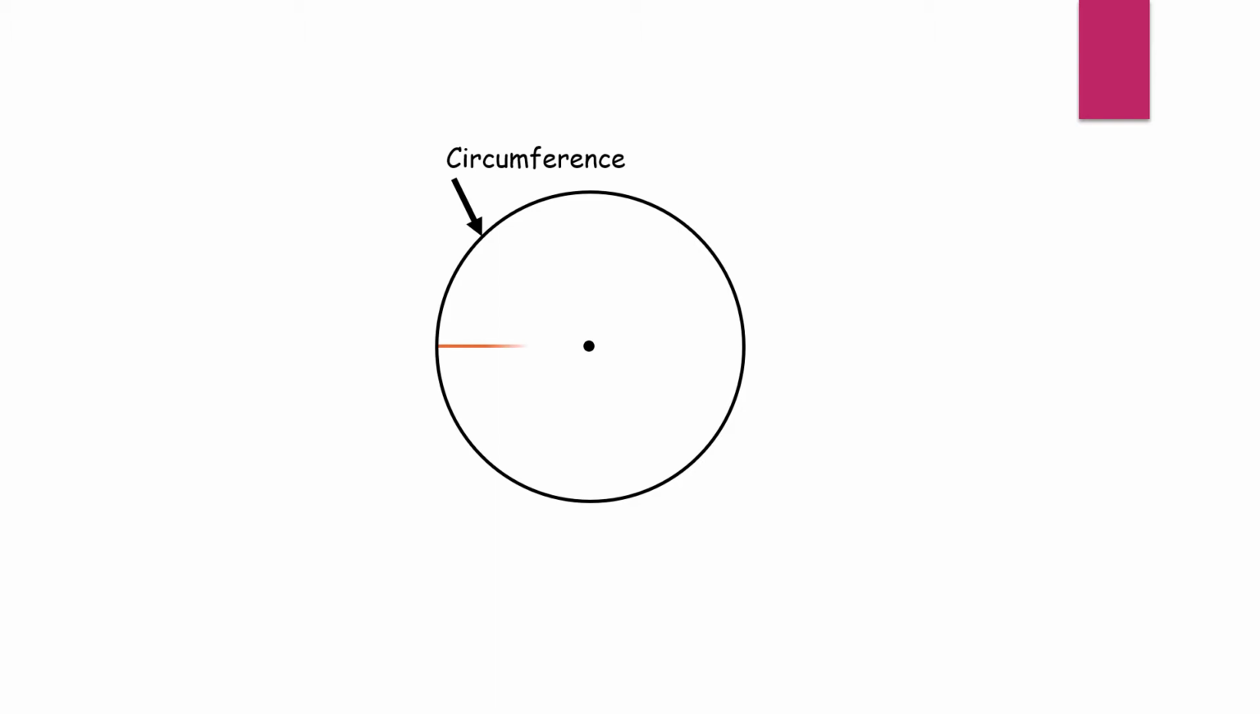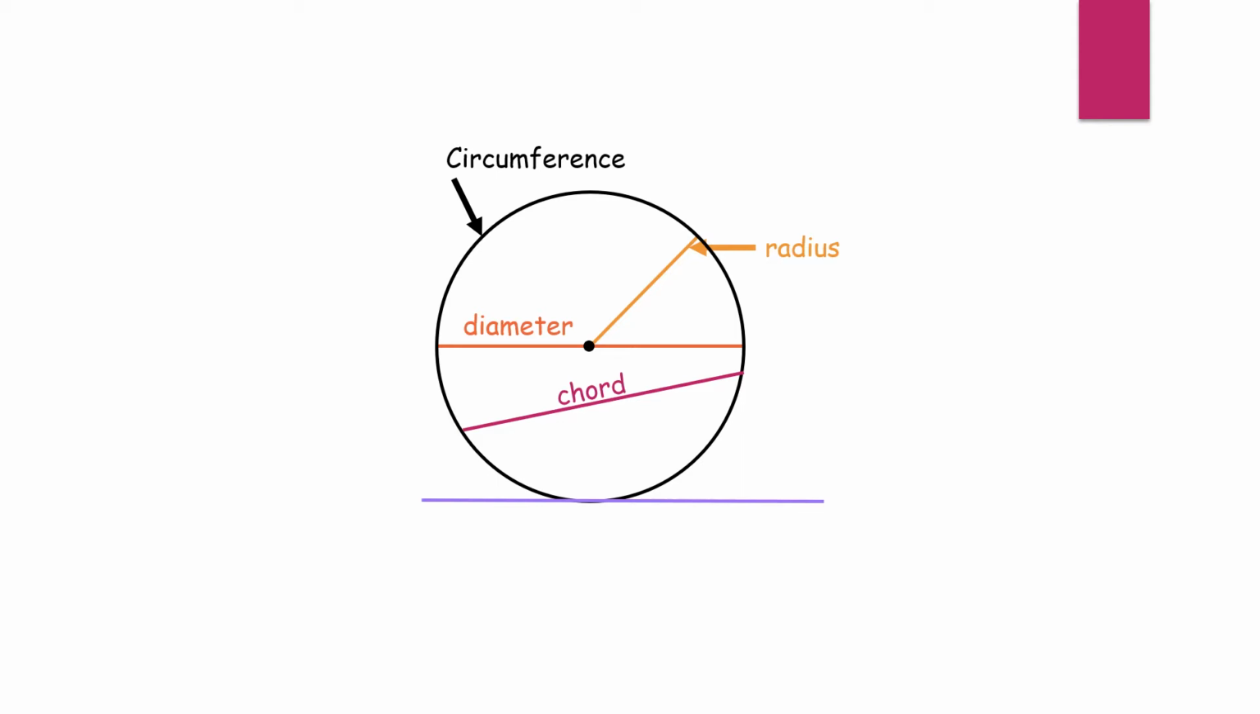called the circumference. If we cross from one side of the circumference to the other through the center of the circle, this is called the diameter of a circle. And if we go from the center to anywhere on the circumference, we call this a radius. If we decide to go from one side of the circumference to the other side at any other point that does not go through the center of the circle, this is called a chord. And if we have a line that only touches the circumference at one point, that's called a tangent.